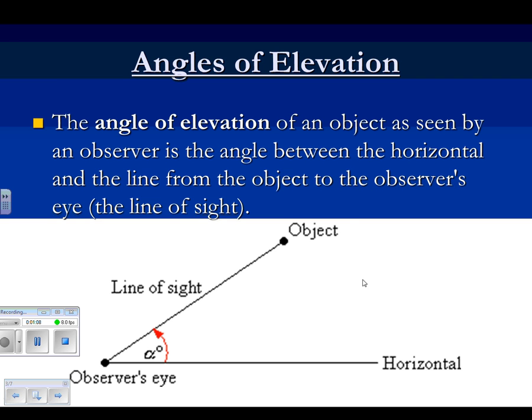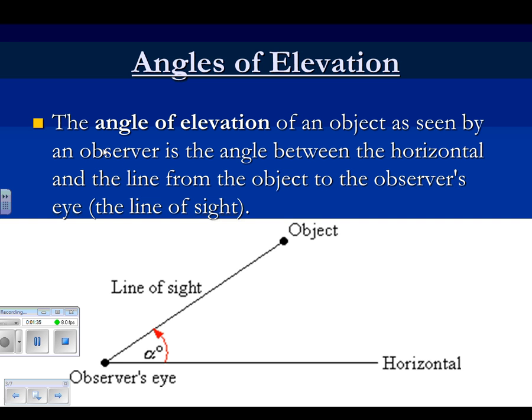In our figure, here we have the object and the observer's eye. The line joining the object and the observer's eye is called the line of sight. The angle included between the horizontal line and the line of sight is called the angle of elevation.